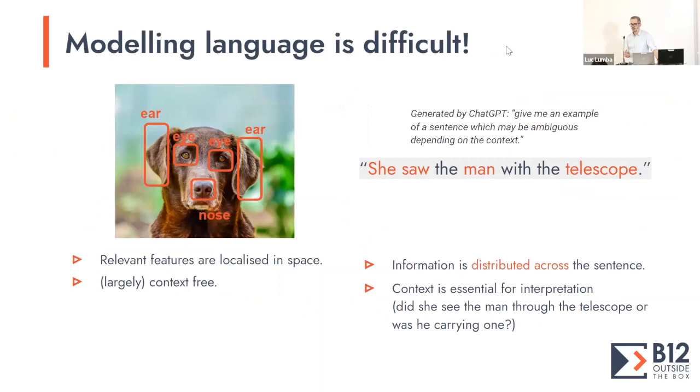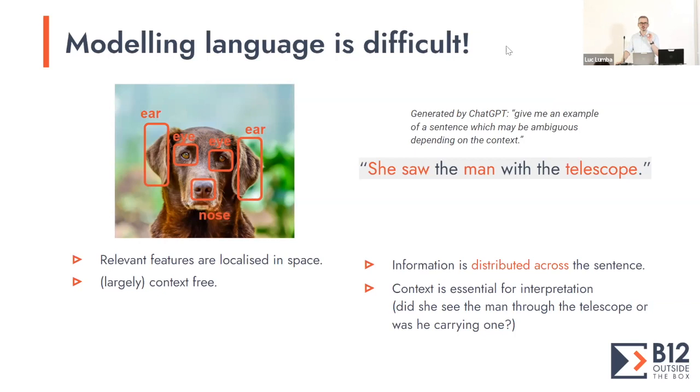let's say the past 15, 20 years or so were the age where we were focusing on developing ways to analyze images, videos, and things like that. And the visual information that we're interested in is usually localized in space. I have an example here of this dog, and you can see that he has two eyes, a nose, and two ears, and an ear is an ear no matter where it appears in an image. It's largely context free, not completely, but largely. And the information about what an ear is is really localized in a particular place in the image.